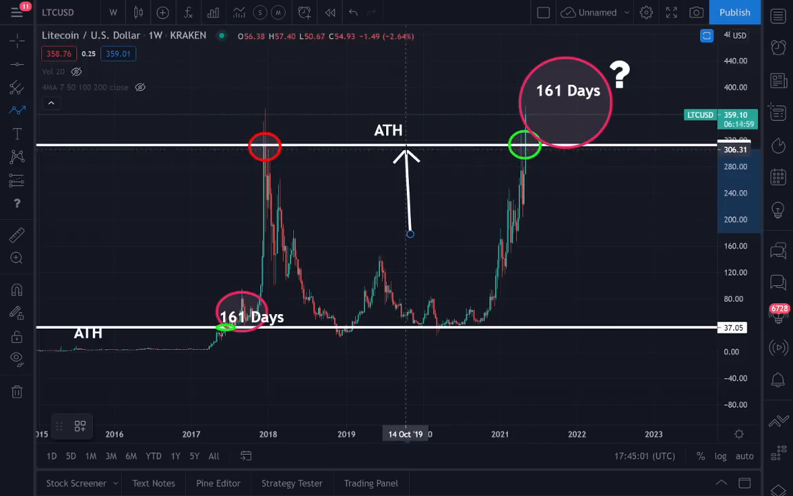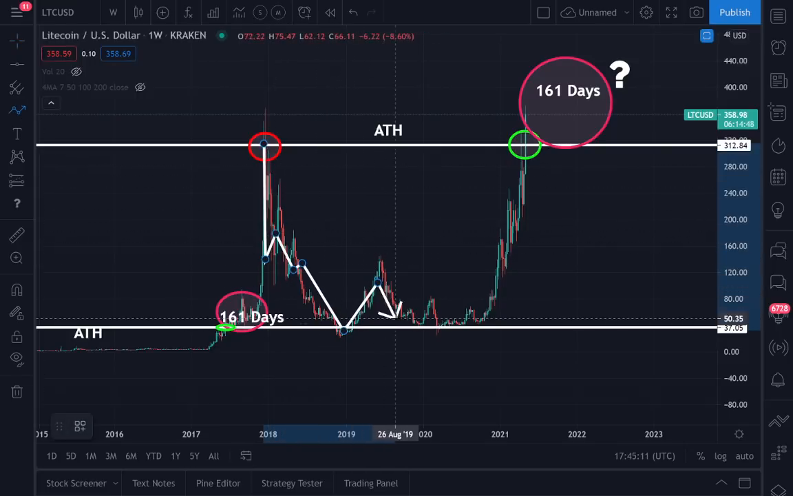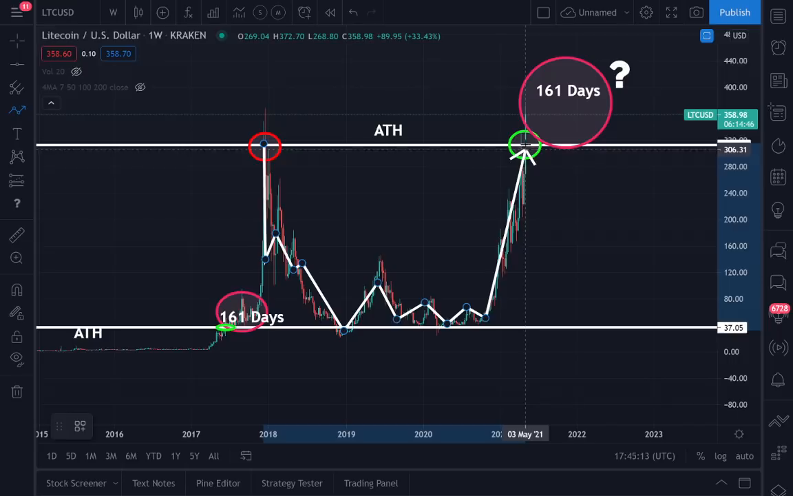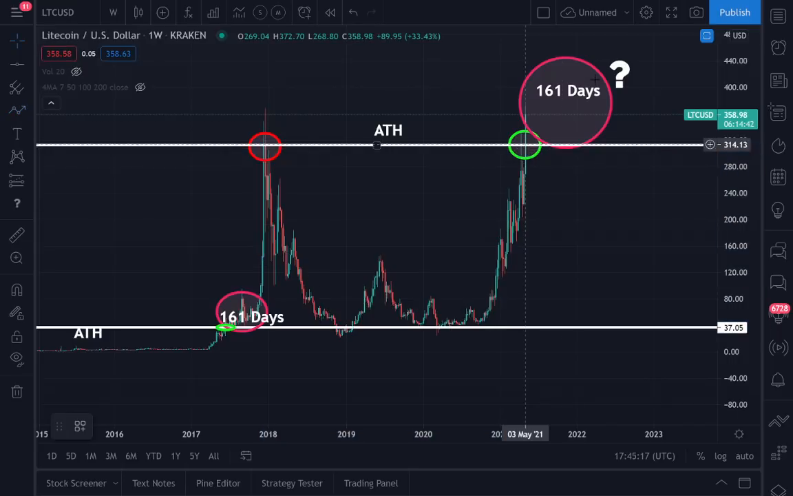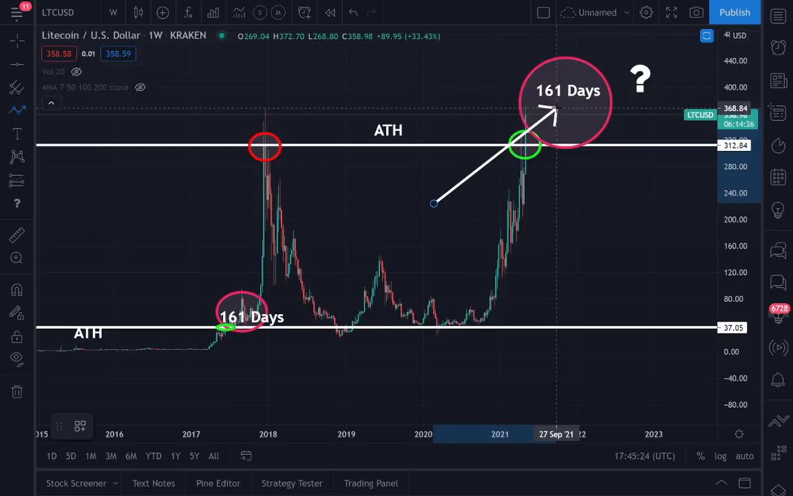ATH represents the all-time high, this white line here at about $312. The red circle represents the rejection at the all-time high. Then it goes down, makes that little curvature formation, consolidates, and re-challenges the all-time high, but it breaks through. That's what the green circle represents. I guess a question mark should be here as well; we're going to get to that. And the 161 days represents consolidating after a weekly candle closes above the all-time high.